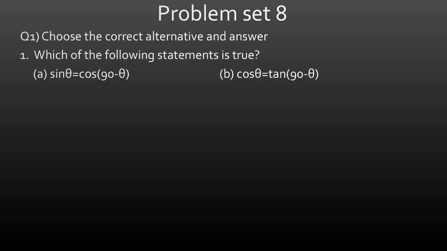Options are option A, sin theta is equal to cos (90 minus theta). Option B, cos theta is equal to tan (90 minus theta). Option C, sin theta is equal to tan (90 minus theta). And option D, tan theta is equal to tan (90 minus theta). Very simple answer. The answer is option A, sin theta is equal to cos (90 minus theta).